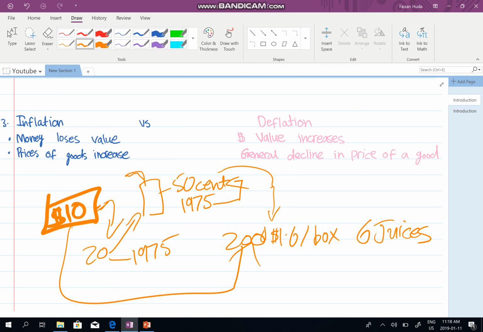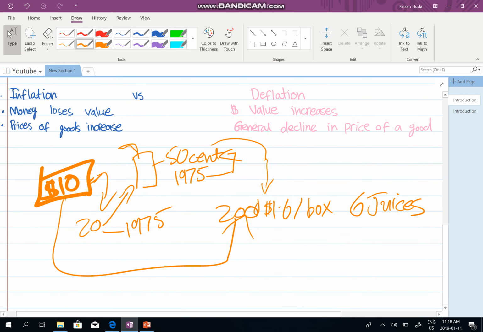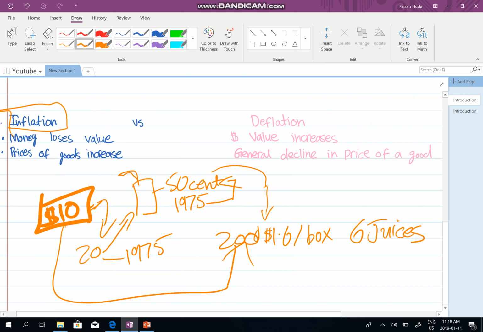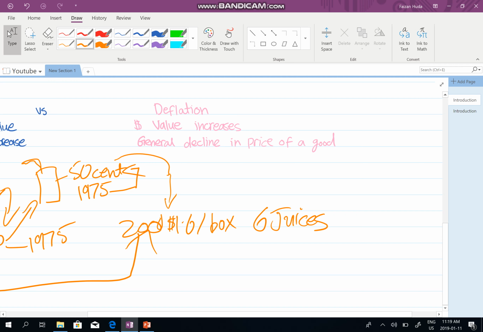This simple example explains how money loses its value over time when prices rise. This phenomenon is called inflation. Moving on to deflation. Deflation is basically the general decline in prices for goods and services occurring when the inflation rate falls below 0%. Deflation happens naturally when the money supply of an economy is fixed.